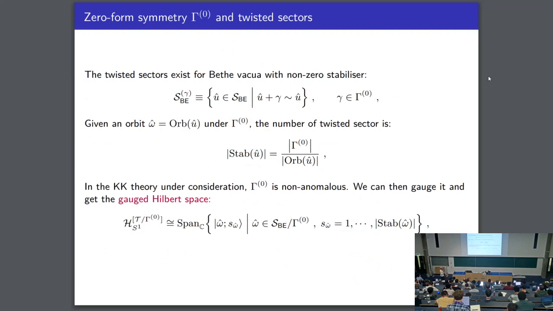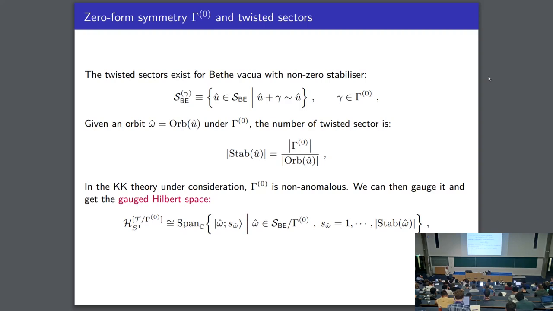So for each orbit under gamma zero, there are as many twisted sectors as the dimension of the stabilizer, which is, by the orbit-stabilizer theorem, the dimension of the group divided by the dimension of the orbit. In general, zero-form symmetries, discrete symmetries in 2D, could have 't Hooft anomalies. But in this case, it comes from the one-form symmetry in 3D, and so it will be non-anomalous for us. And then we can always gauge it independently.